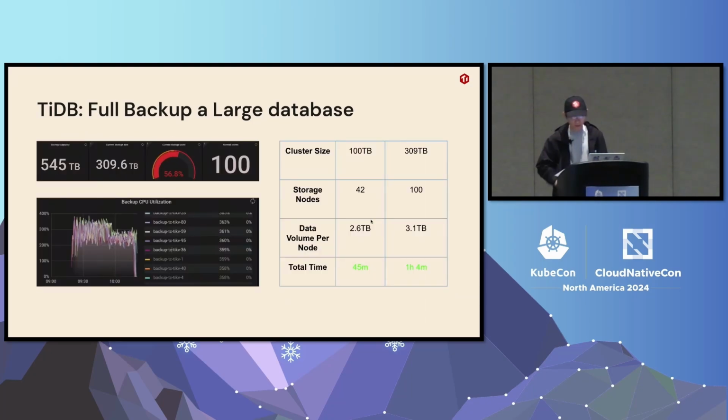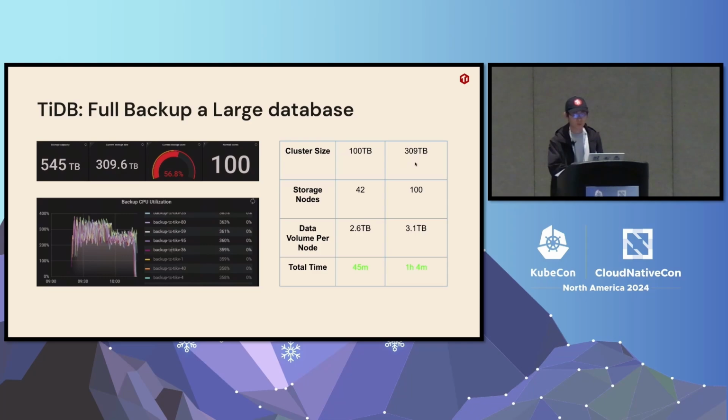So let's see a test result. We tested the full backup for large databases. The first has 100 terabytes of data, and the second has around 300 terabytes of data. They have different numbers of storage nodes. For the first cluster, each storage node has 2.6 terabytes of data, and the total time of the full backup is 45 minutes. The second test takes around 1 hour and 4 minutes.